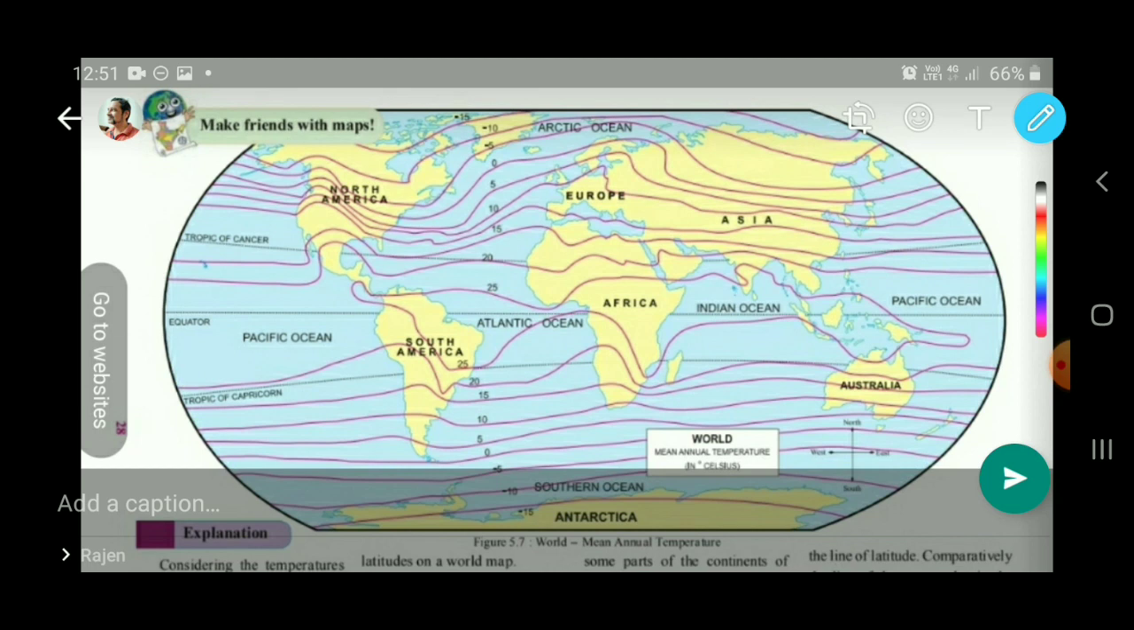You will find two isotherms with label 0 degrees. So after understanding 25 degrees, what did I tell you about 25 degrees? Elliptical in shape, broader in the continental area, narrower in the oceanic area, and very little part of this 25 degree isotherm is in the Pacific Ocean. Now we'll talk about the 0 degree isotherm. You can see the 0 degree isotherm at two places. One is here and the other one is here.